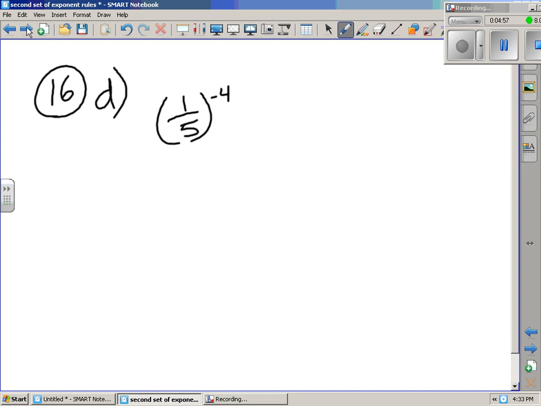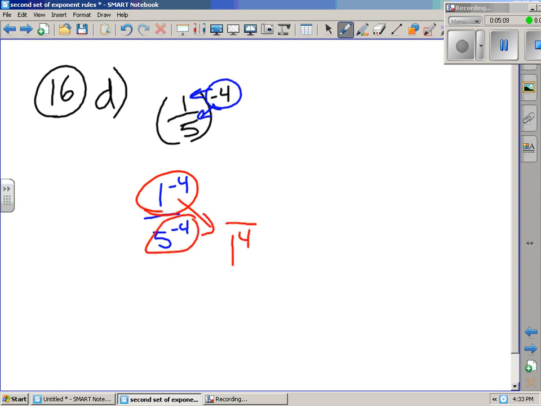16d. Power to a group you distribute to the entire numerator and the entire denominator. And then negative exponents leave a scar, so you knock them over that fraction bar. When you knock something over the fraction bar, the sign of the exponent changes. This went from the denominator up to the numerator, and the sign changed from a -4 to a +4. This piece went from the numerator to the denominator, and the sign of the exponent changed from -4 to 4.